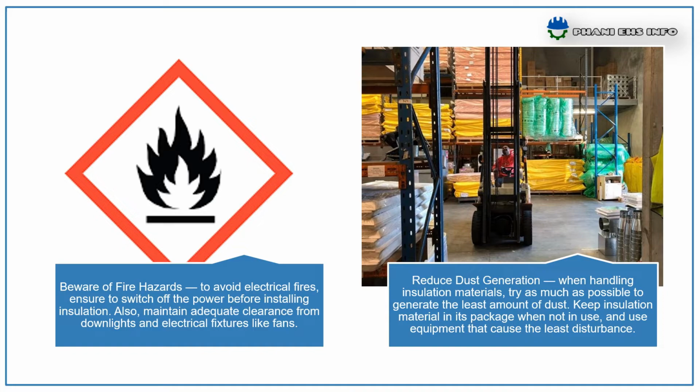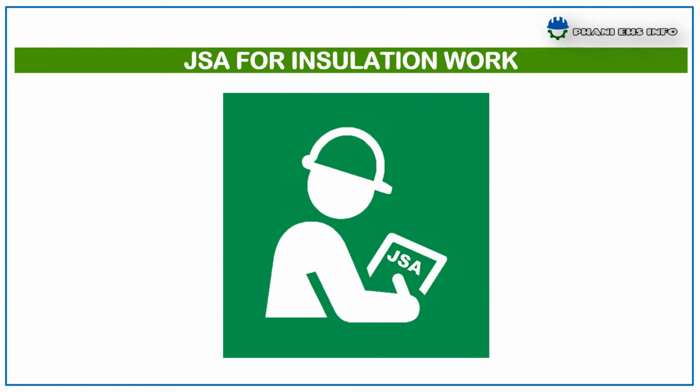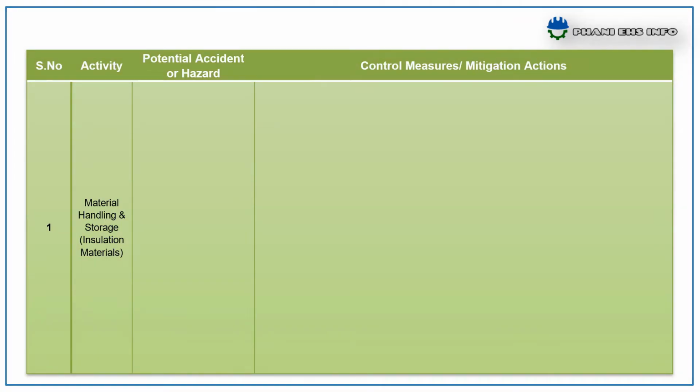Next one, JSA, job safety analysis for insulation works. The first step is material handling and storage. The possible hazards at this activity are fall of lifting materials, hand injuries while handling lifting materials, musculoskeletal disorders on employees handling materials, hit by forks of the forklift.